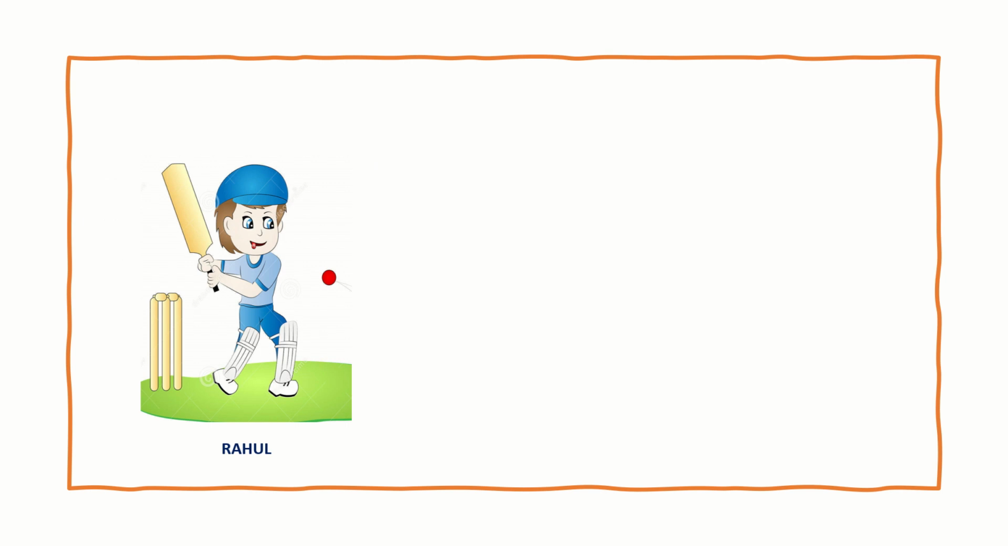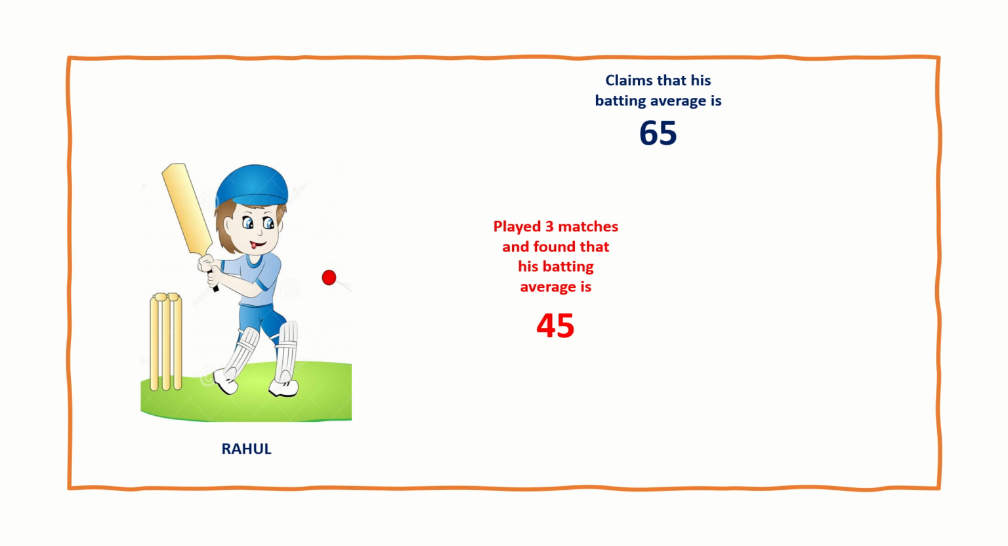There is a batsman, his name is Rahul. He claims that his batting average is 65. So obviously, in order to believe that he is telling the truth, we will ask him to play certain matches. He played 3 matches and you found that his batting average is 45.